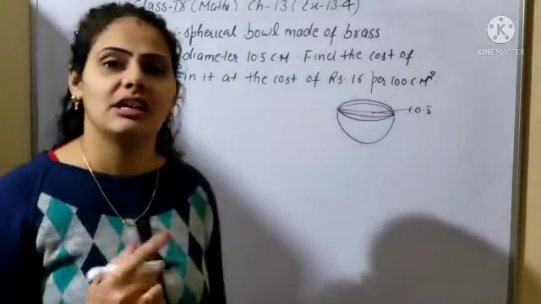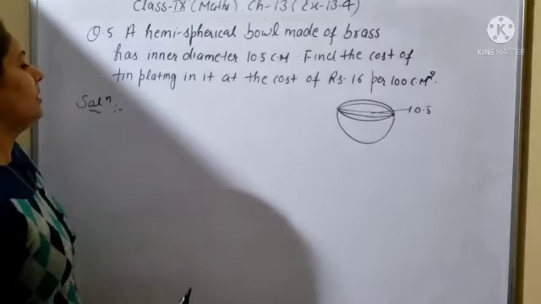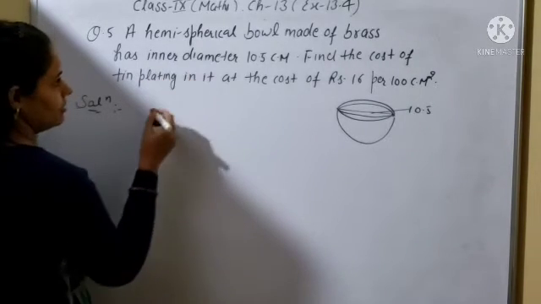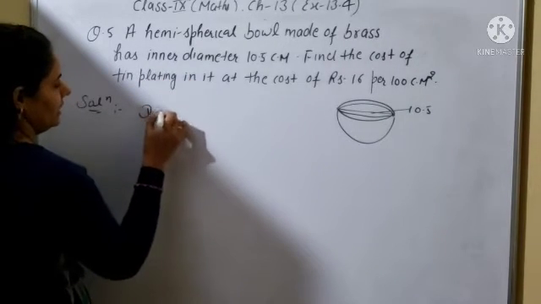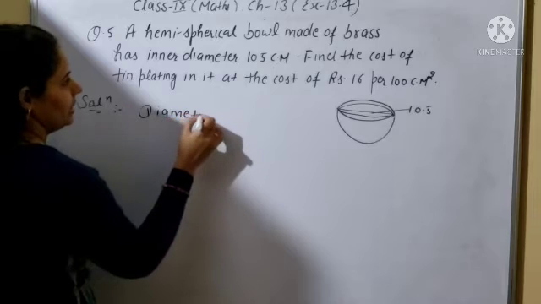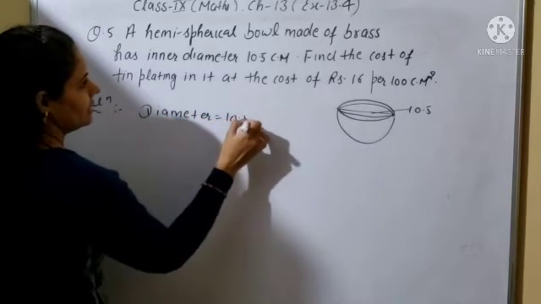So you will find out the curved surface area of the ball. Okay, so curved surface area of the ball. So simply what is given? First of all, the inner diameter is given. Inner diameter is given 10.5 centimeter.